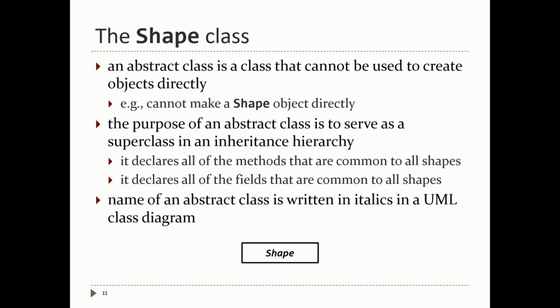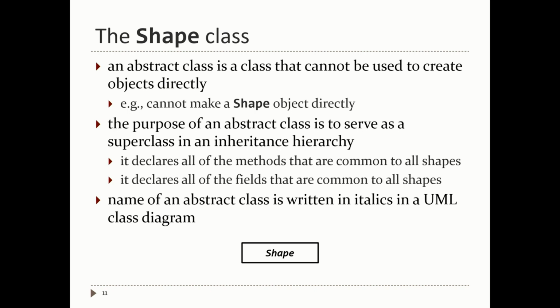An abstract class is a class where you cannot use it to make objects directly. So in this case, I cannot make a shape object directly. In other words, I can't write new shape, and somebody who's using the shape class can't write new shape. You might say, well, what's the point of making this class if we can't make a new shape? The purpose of an abstract class is to serve as a superclass in an inheritance hierarchy. In your superclass, you declare all the methods that are common to all shapes, and you declare all of the fields that are common to all shapes.